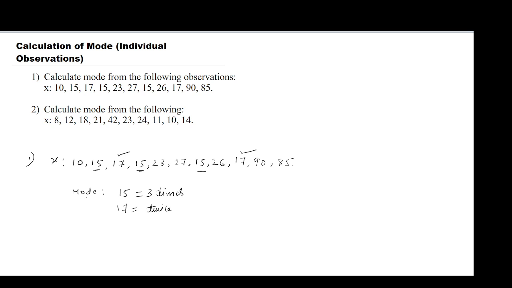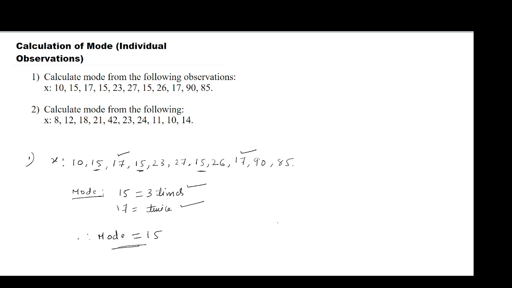So by observation I got two values, that is 15 is repeated 3 times and 17 is repeated 2 times. Therefore mode is equal to, so mode for case number 1 can be calculated just by observation. The number which is repeated maximum number of times gives the value of mode. Which number is repeated maximum number of times? There are two numbers, 15 and 17. 15 is repeated 3 times, 17 is repeated twice, that is 2 times. Therefore mode is equal to 15. This is the only thing you have to do for calculation of mode for case number 1.